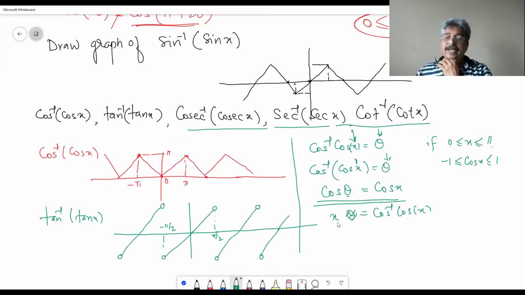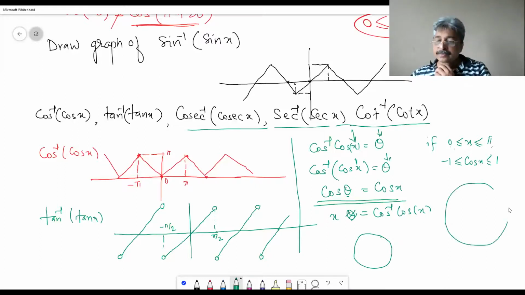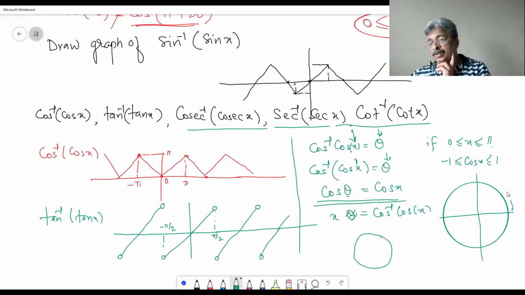So x is an angle, and maybe here let us go by a unit circle. So far we have been using x for a real number. Now x is an angle. If your angle is between 0 to pi, then cos of theta is going to be between minus 1 to 1, and cos inverse will give you the angle between 0 to pi. Okay, so let us make the table now.